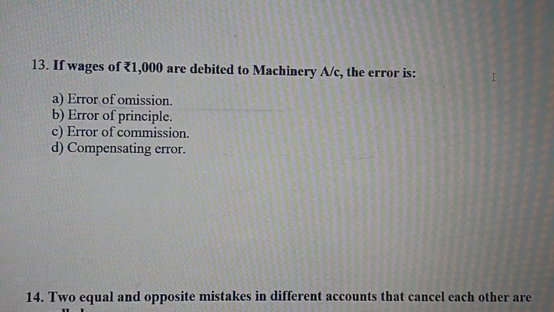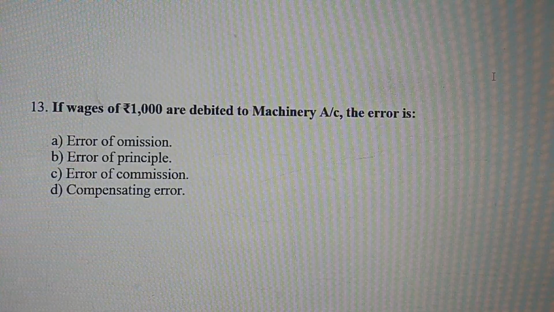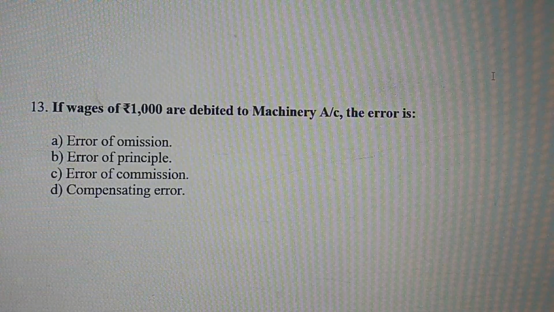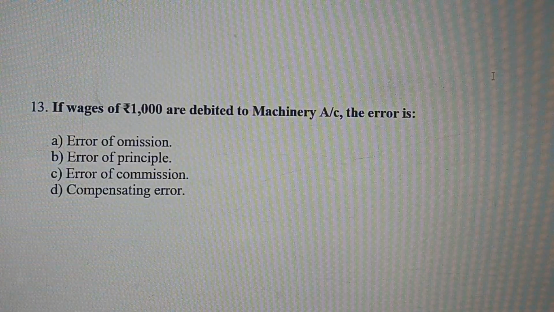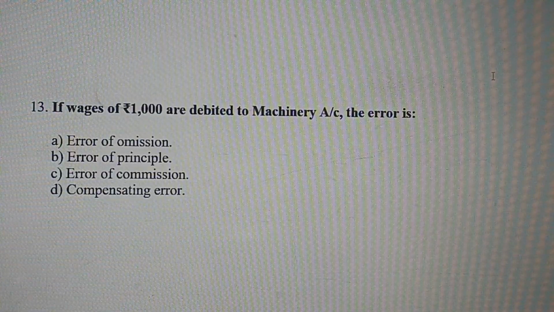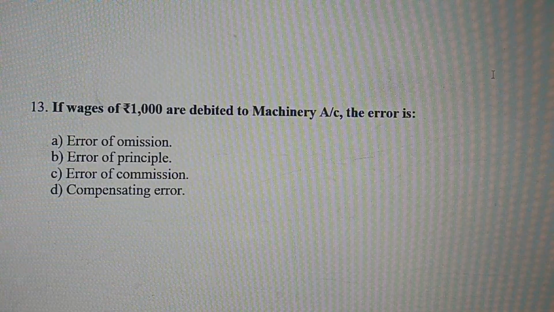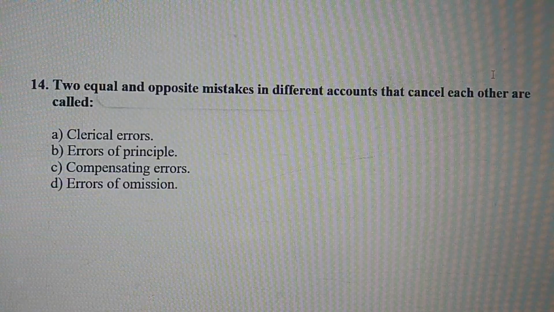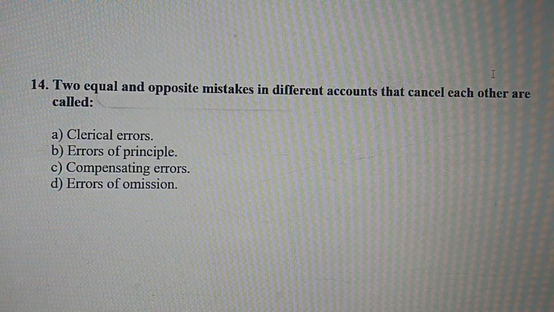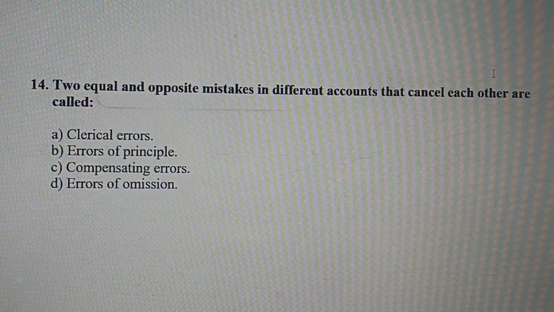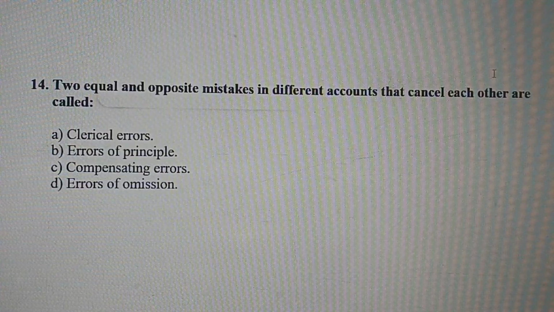Next question. If wages of 1000 are debited to machinery account, the error is error of omission, error of principle, error of commission, compensating error. Next question. Two equal and opposite mistakes in different accounts that cancel each other are called clerical errors, errors of principle, compensating errors, errors of omission.